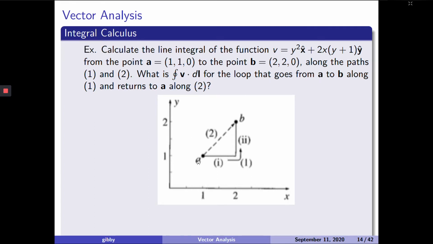Along 1, you have two regions to take. We have region 1 and then region 2. Or it returns to a along 2. So what is it?